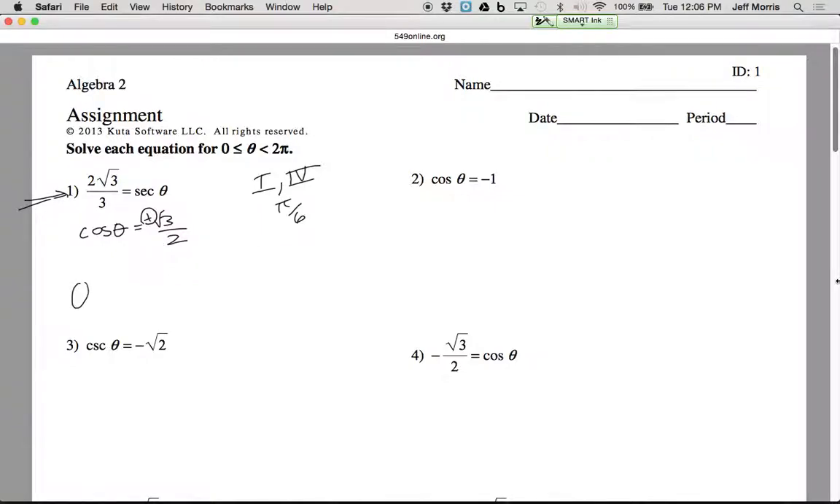So now my answers: go to quadrant 1, pi over 6 reference angle. Well, that's just pi over 6. Okay, so that one's done. What about quadrant 4 with the pi over 6? 11 pi over 6.